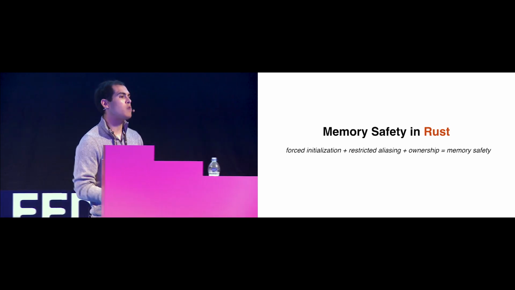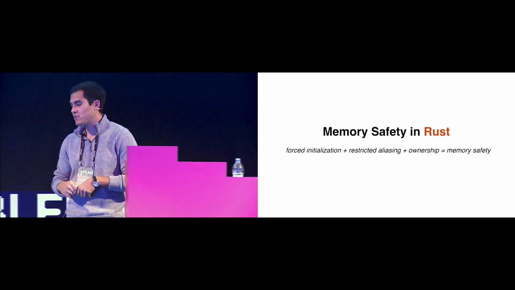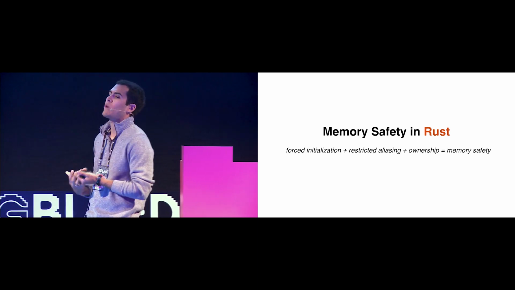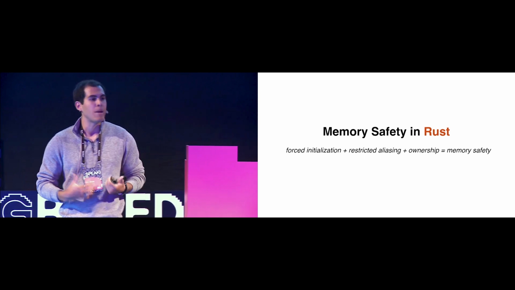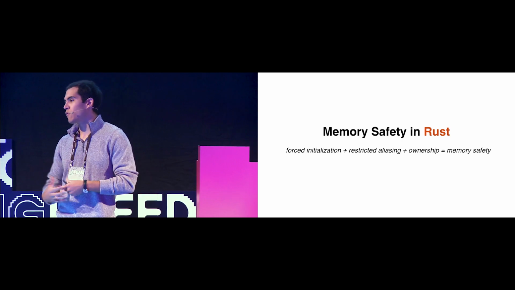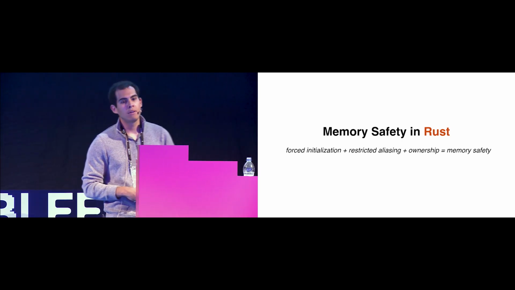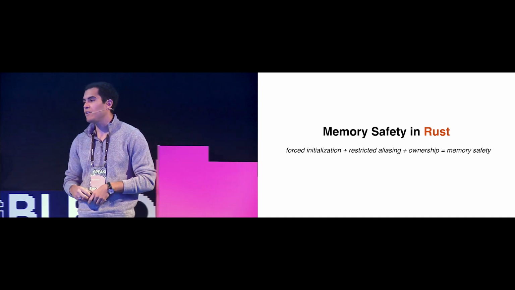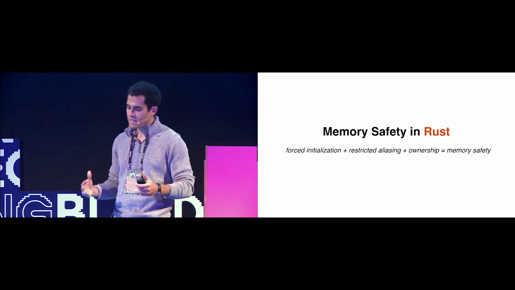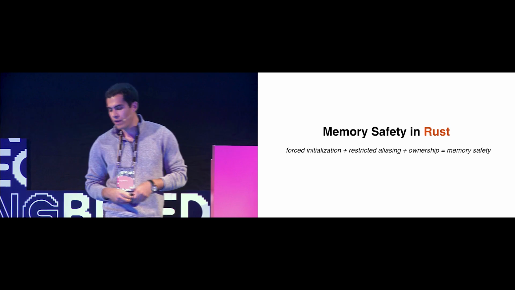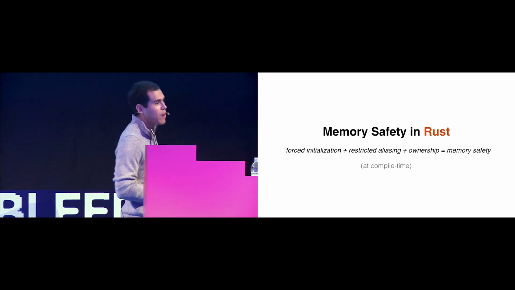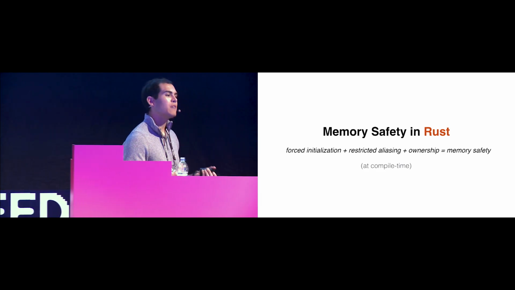The main idea behind ownership is that the language always tracks who is responsible for a given memory address. Who's responsible for freeing it, who's responsible for allowing references to be created, that kind of thing. And if we add these three things together, we get memory safety. I'm going to tell you how these things work. One property here is that all this is actually happening at compile time.